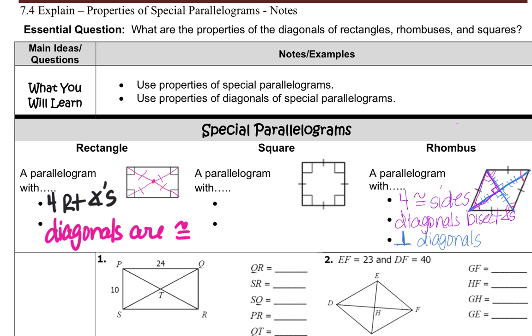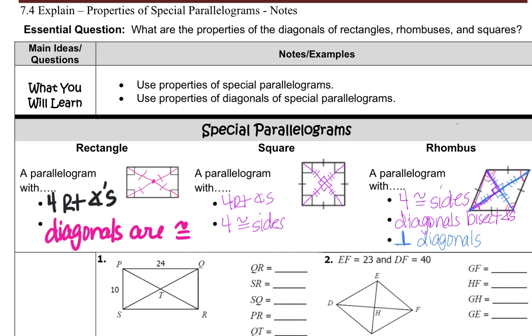But the 2 main ones are, well, if it'll write, 4 right angles, 4 congruent sides. So those are the 2 main things, but all the others are also true. So now if I draw my diagonals, it's perpendicular at the center, and all 4 pieces are equal.